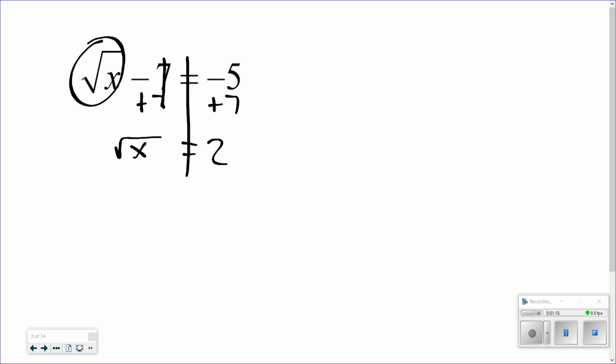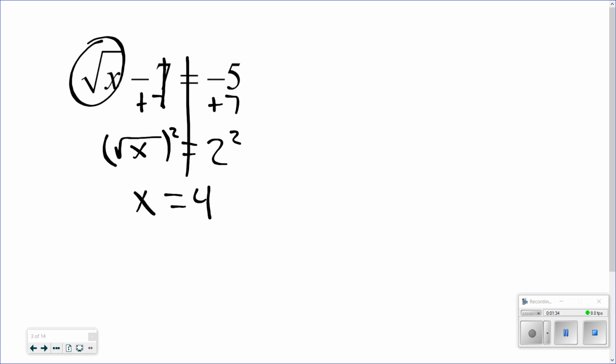And now think about how we get rid of the square root. Well, the inverse of a square root is a square, right? So I'm going to square both sides. So the square and square root cancel out. They're inverses. x equals 2 squared, which is 4. And that looks like my solution. Let's just check and see.